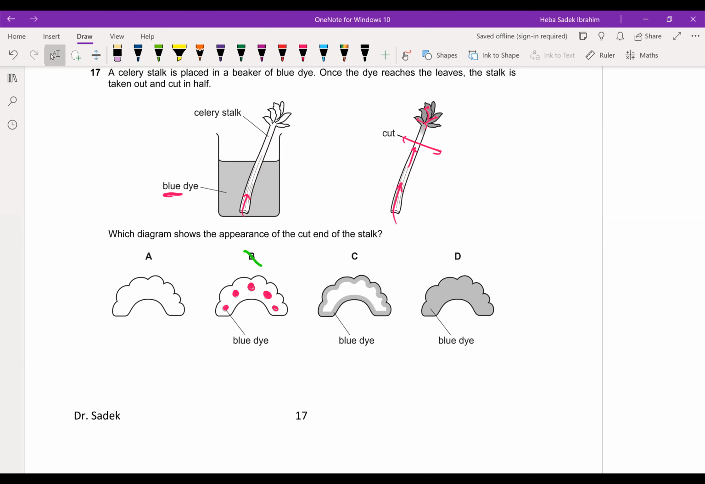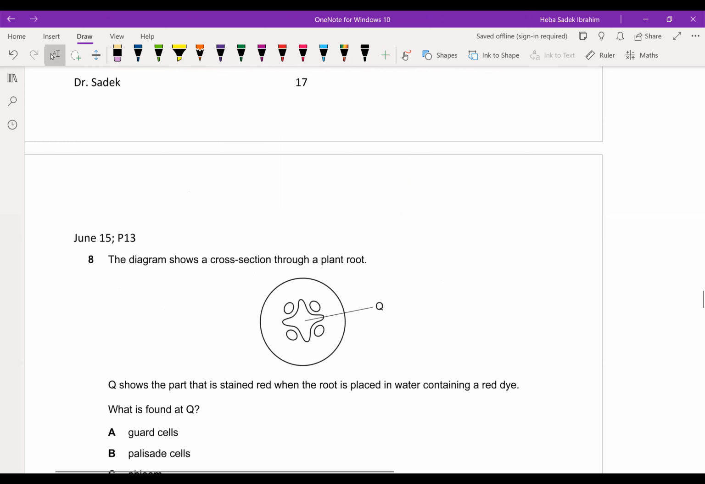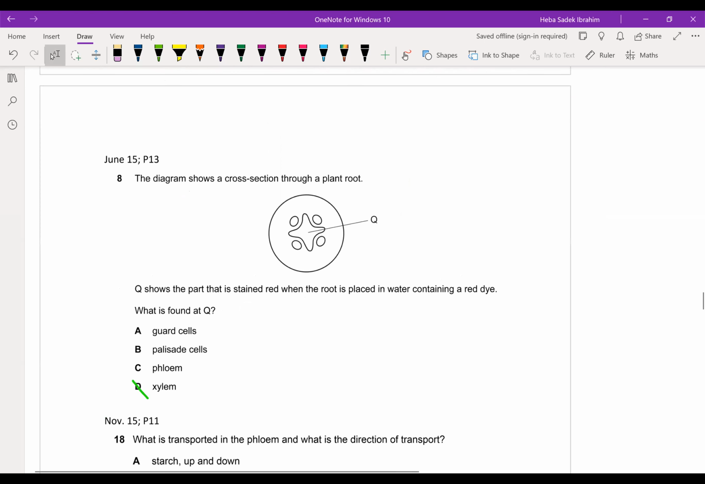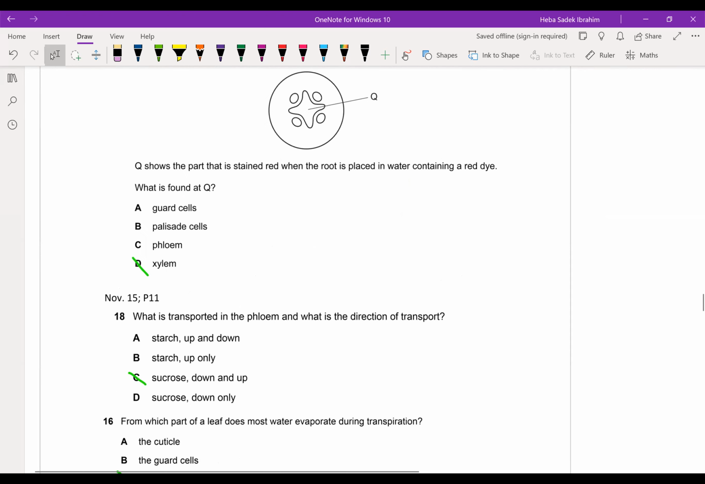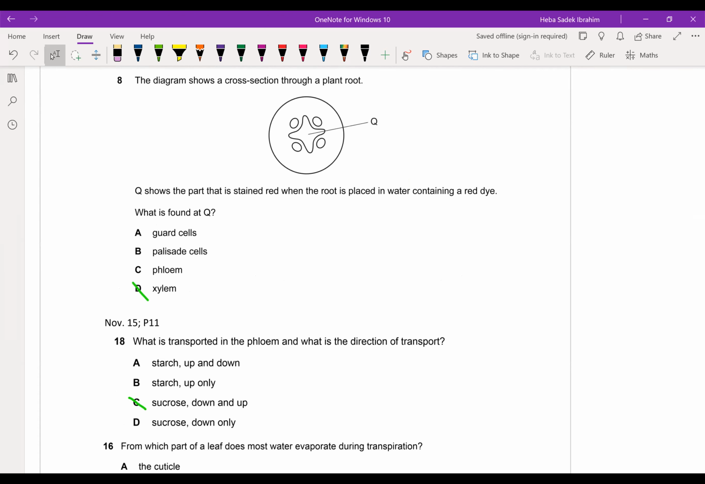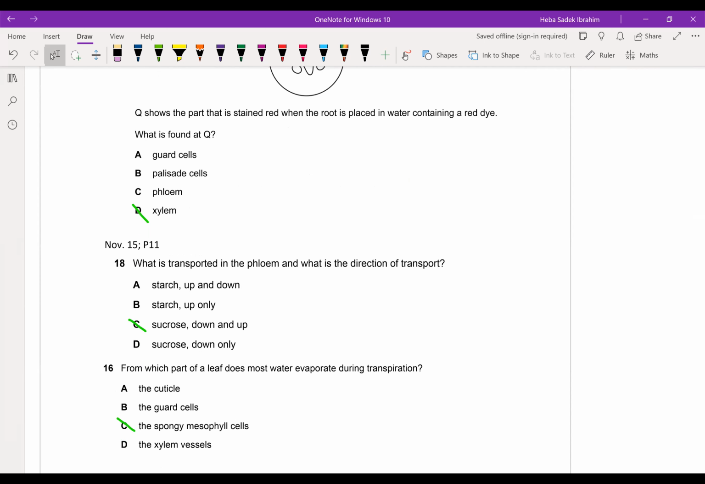Okay, miss. طيب في جون 15 بقى هنا جه قال لك Q shows the part that is stained red when the root is placed in water containing a red dye. حلو. What is found at Q? Xylem. يعني عمل زي الاكسبيرمنت اللي فاتت دي بس اخد كروس سكشن في الروت. فالروت الجزء اللي اخد الريد داي is the part in the center اللي هو الزايلم. What is transported in the phloem and what is the direction of transport? Sucrose is transported in the phloem and it moves down and up.